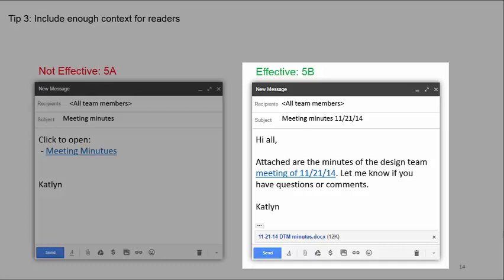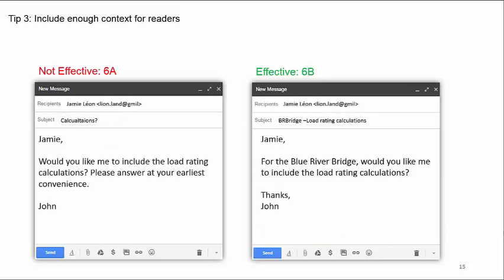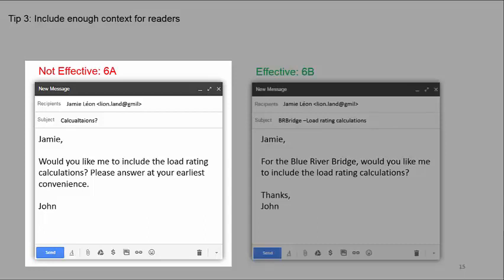You can also put links within the email itself. In this example, there is a link for the document. Another way for emails to include context is by using the subject line. Names of projects, reference to a specific situation, and identification of attachments. Here is another student example. Again, this original does not provide enough context.